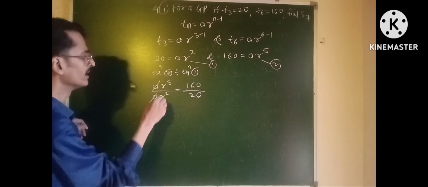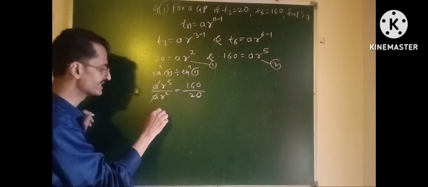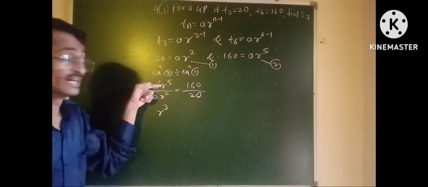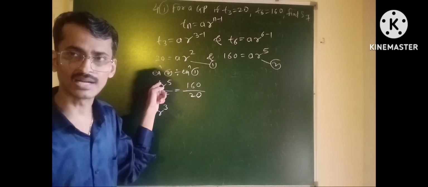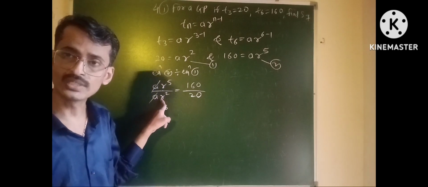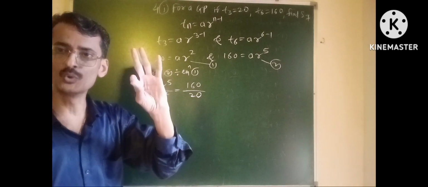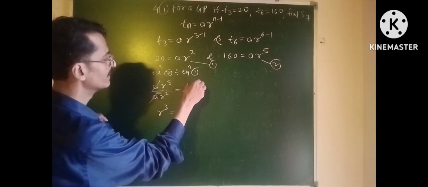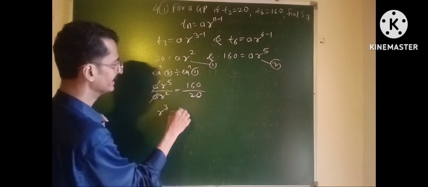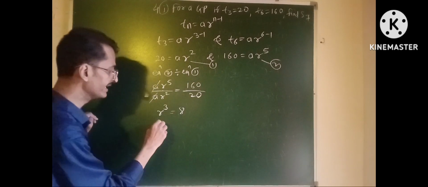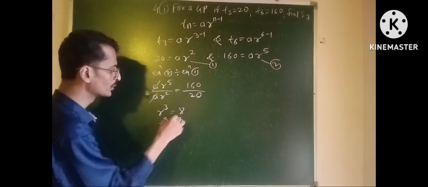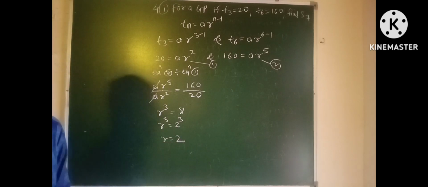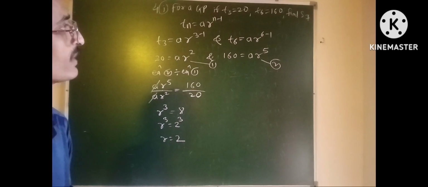A gets cancelled. A raised to m upon a raised to n is a raised to m minus n, 5 minus 2, 3. Or simply think as r raised to 5 means r into r 5 times. This is r into r 2 times. So from 5 times cancel out 2 times, remaining is 3 times. That is r cube. Now here 160 upon 20 is 8. Now r cube is 8. 8 we can write 2 cube. So what is r? r is 2. Okay. Now question is find out S7.